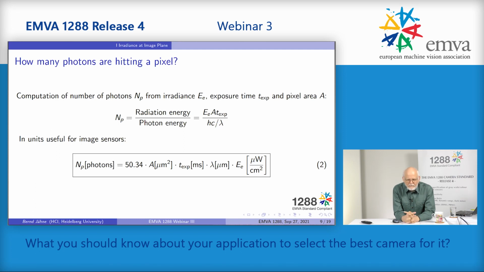For a pixel, you measure the area in micrometer square, the exposure time in milliseconds, and the wavelengths in micrometer, and you assume a typical irradiance, which is necessary at the image plane, typically microwatts per square centimeter. That is just a relation for how you can get the number of photons, because the photons are then converted into charge units in the image sensor.